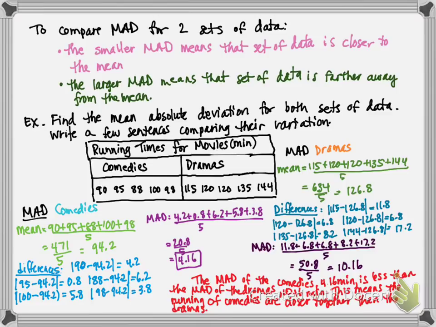Or in other words, you can look at comedies are roughly about the same length of time, about 95 minutes, whereas dramas all seem to be substantially longer than that, with again about 127 minutes on average. All right, have fun with this, guys. We'll talk to you later.